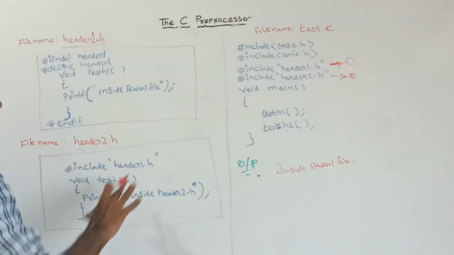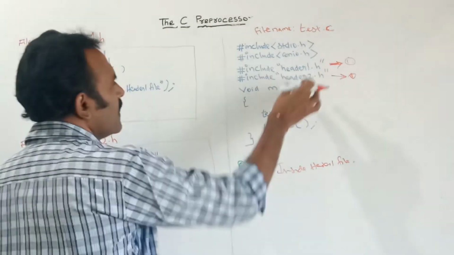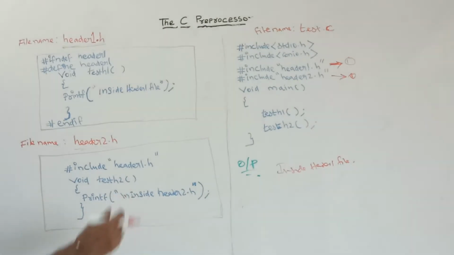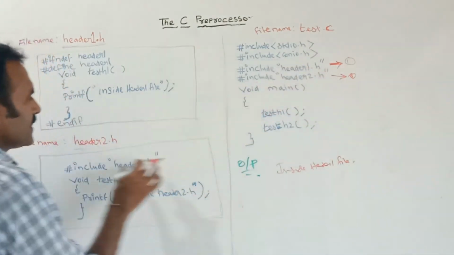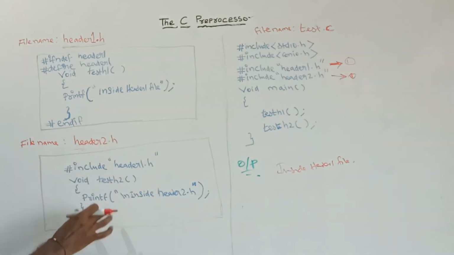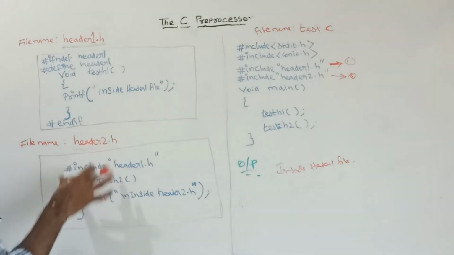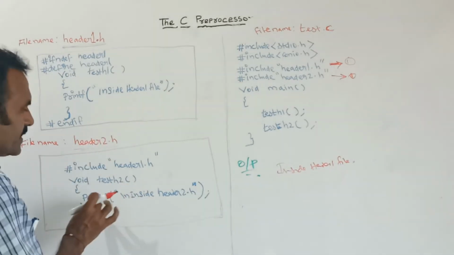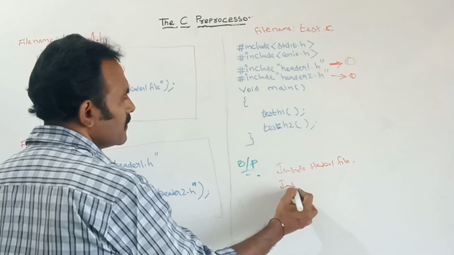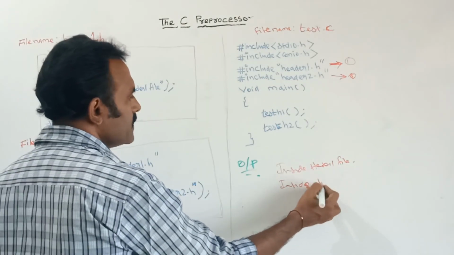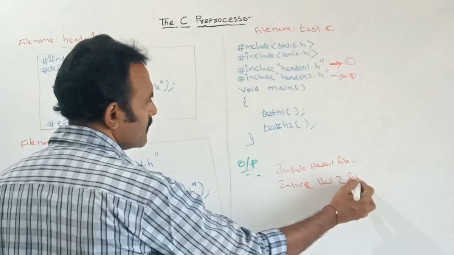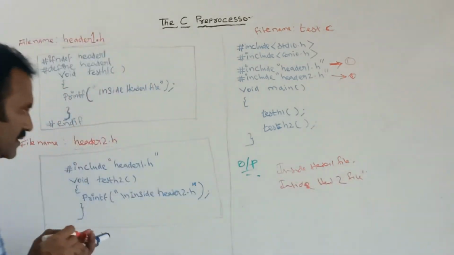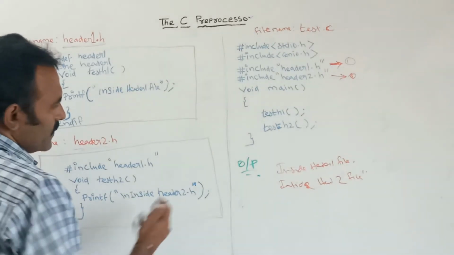After completing that, next I am calling the test h2 function. This test h2 function is under the header2.h header file. So inside test2.h, this statement will be executed. Here I am telling it to print inside header2 file. So this will be printed like this, inside header2 file.